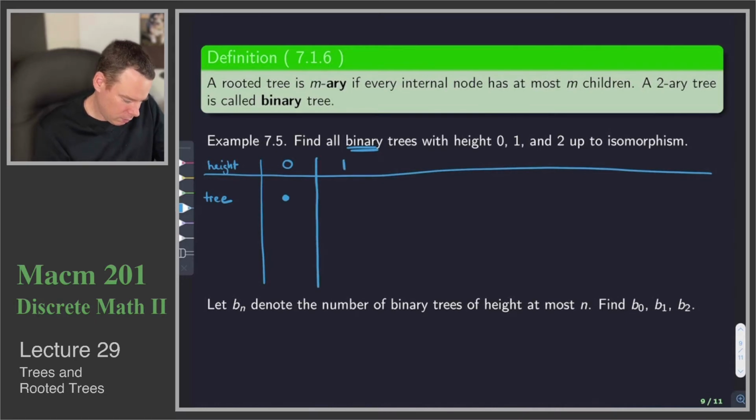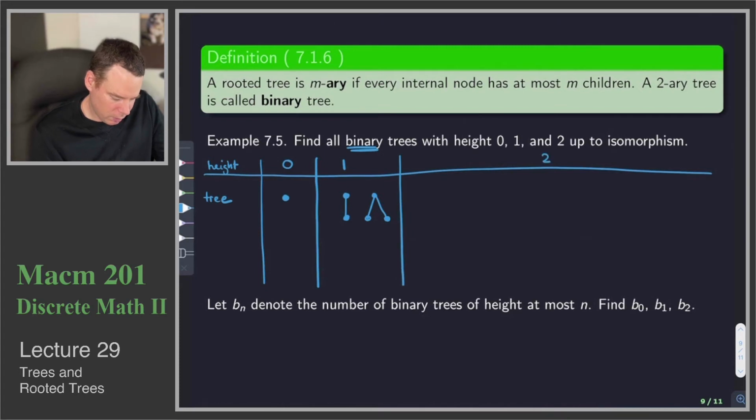How about height 1? So we've got our root. It's a binary tree. So it's got to have height 1, so there has to be a child. Because it's binary, you can have either one child or we could have 2 children. And that's it for height 1.